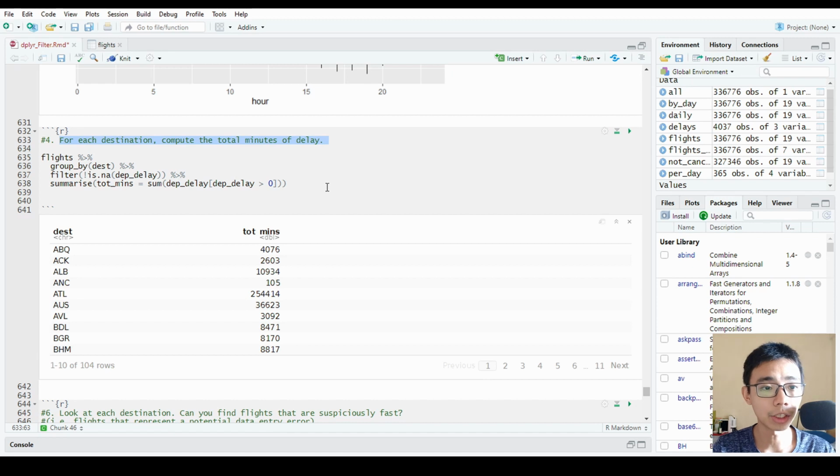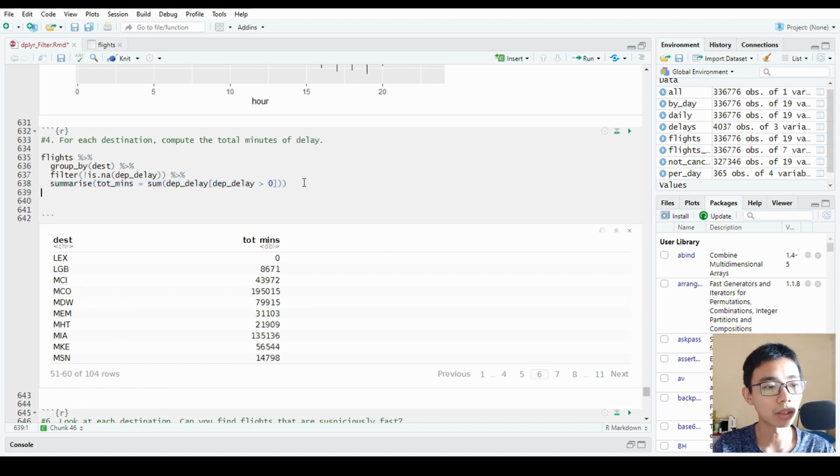For each destination, compute the total minutes of delay. So in this case, fairly straightforward. We just group by the destination, filter the cancelled flights, and then summarize the total number of minutes. So you can see that if you want to go to ATL, the delay is really bad. If you want to go to ANC, the delay is very small.